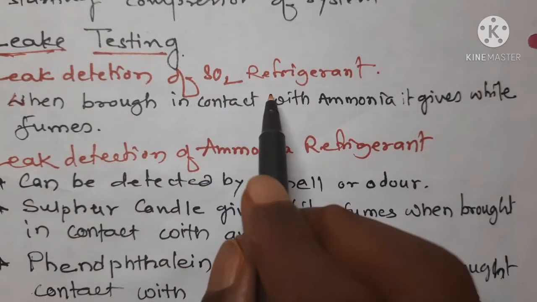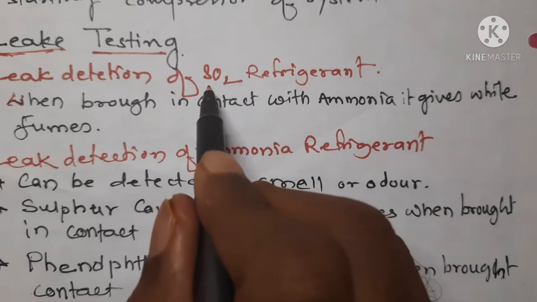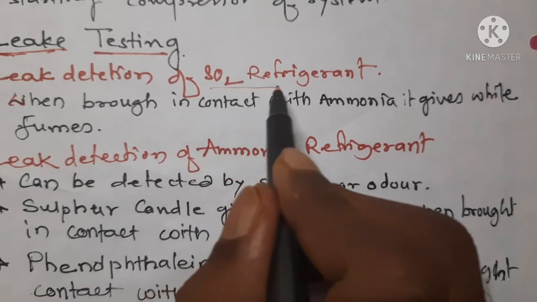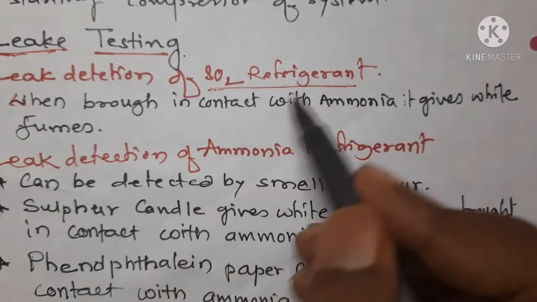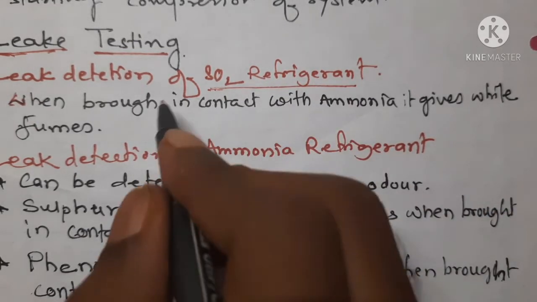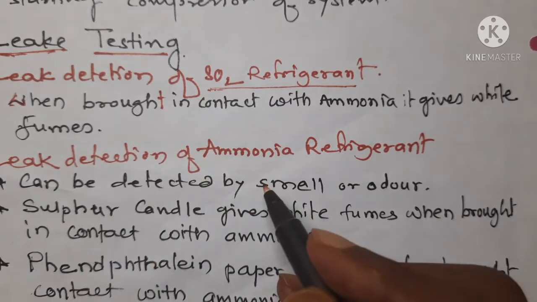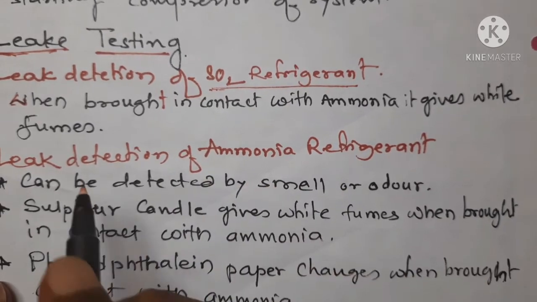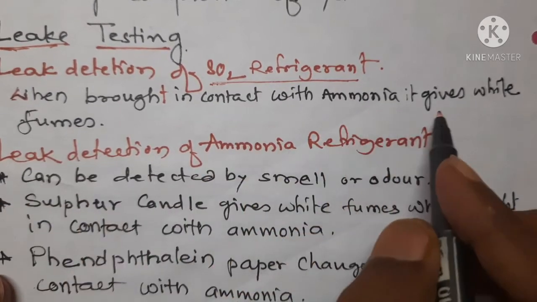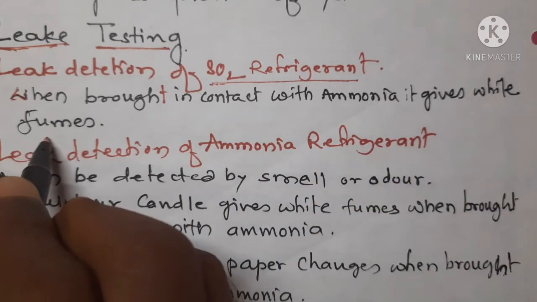Leak detection of SO2. If you are using sulfur dioxide, SO2, as a refrigerant in the system, then how is its leakage to be tested? When brought in contact with ammonia, it gives white fumes.